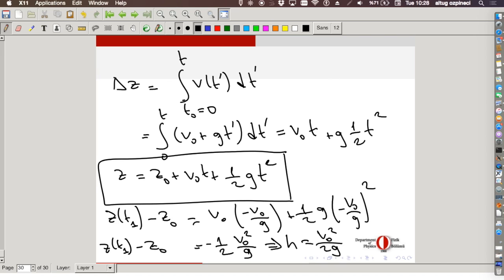So one critical thing that you should always do is interpret your results. Don't skip that step. This minus sign needs some interpretation, and that minus basically tells us that it is going upward. This difference, z of t1, is above z0. That is what this minus sign tells me. It doesn't tell me that the height is negative.